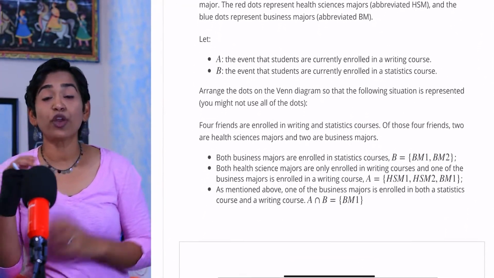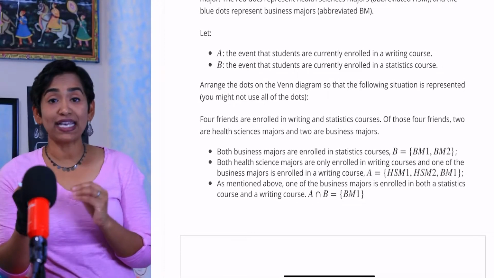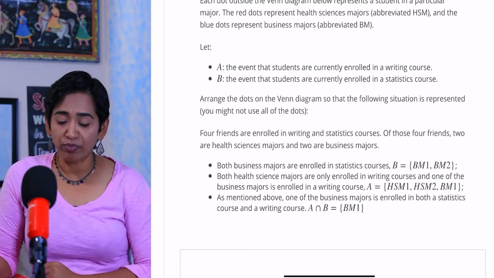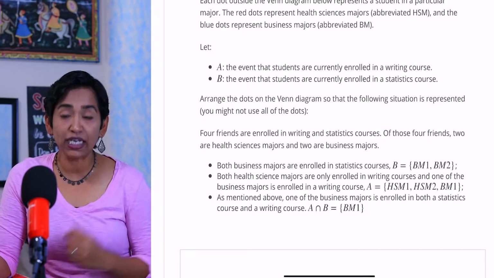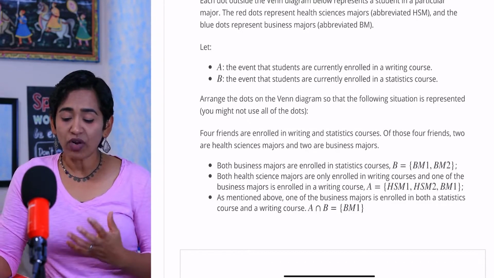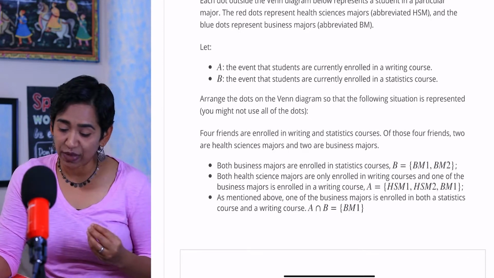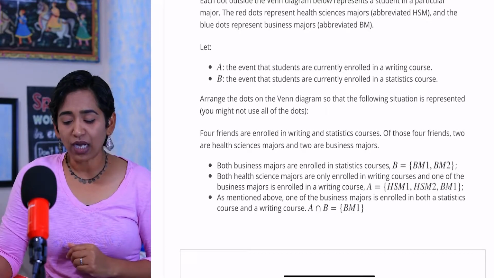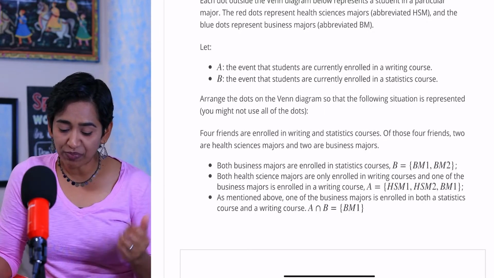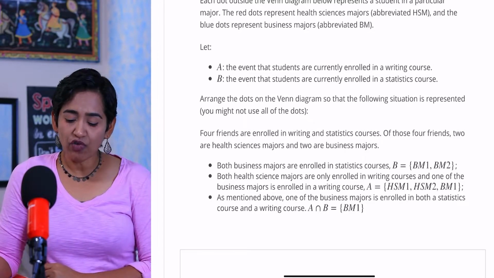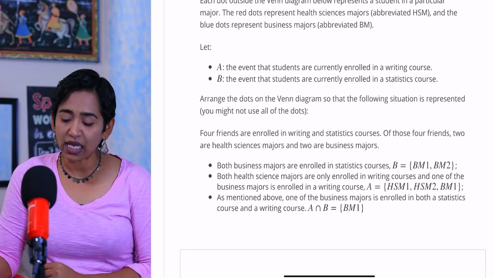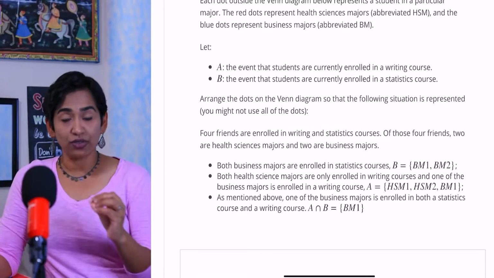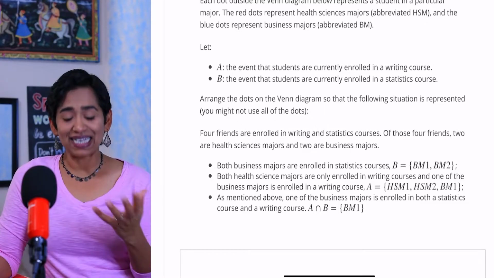All right, so this is where you have to move your dots in your Venn diagrams. So each dot outside the Venn diagram below represents a student in a particular major. The red dots represent health science majors, abbreviated as HSM, and the blue dots represent business majors. Let A represent the event students are currently enrolled in a writing course. B represents the students that are currently enrolled in a stats course.